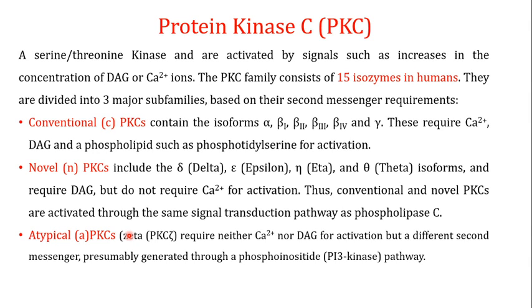Another family of the protein kinase C is known as the atypical protein kinase C. Atypical refers to something that is unusual. Because the protein kinase Cs in the atypical family, for example the zeta protein kinase C, require neither calcium nor diacylglycerol for their activation, but require a different second messenger, which is presumably generated through the phosphoinositide or PI3 kinase pathway, they are known as the atypical protein kinase C. But collectively the conventional PKCs, the novel PKCs, and the atypical PKCs make up the family of the protein kinase C.